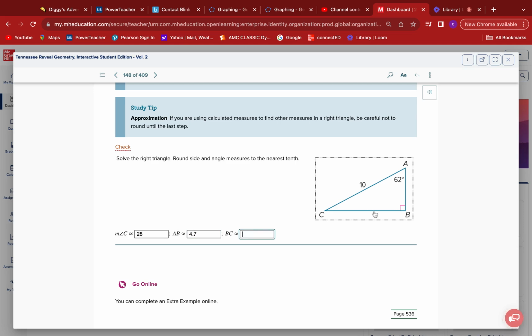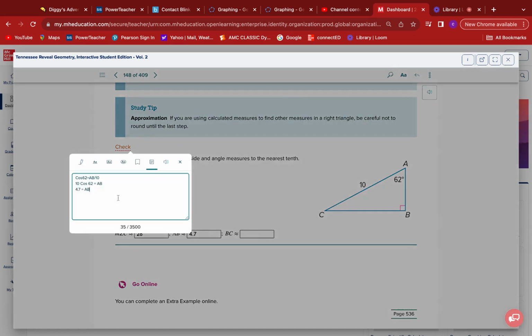All right, now we're finding BC. Well, BC is the opposite side to the theta 62. So you'll be looking at opposite and still using your hypotenuse. Now, by the way, you can use 4.7 if you want to. You'd be looking at a tangent problem, but I like to use what is visually there. 62 is our theta, CB is your opposite side, and 10 is your hypotenuse. So this is a sine problem.